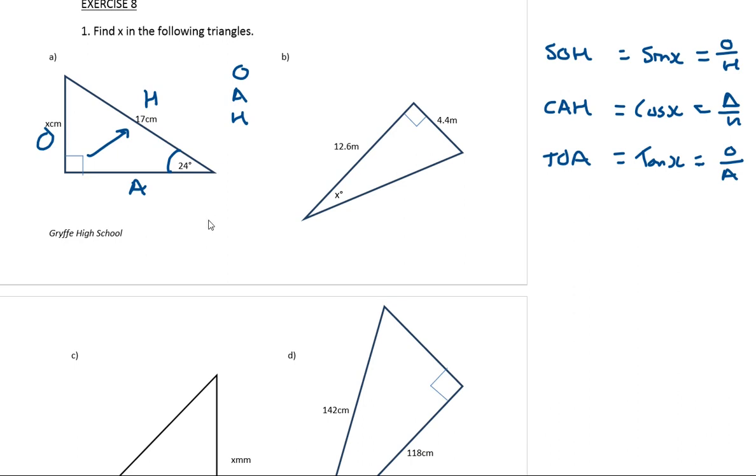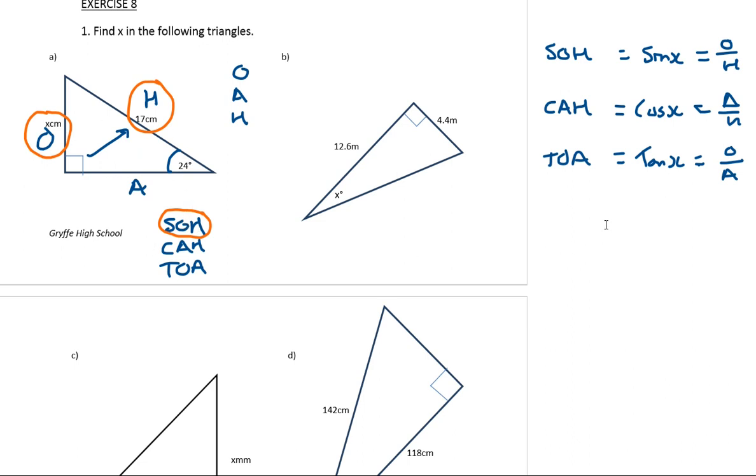So what do I know? Well, I'm trying to find the opposite, and I know the hypotenuse. So if I write out my SOHCAHTOA, and I'm looking for my O and my H, so it's going to be this row here. So I know I'm going to use sine because I know the O and the H. Well, I'm trying to find the O, but those two variables are in the question.